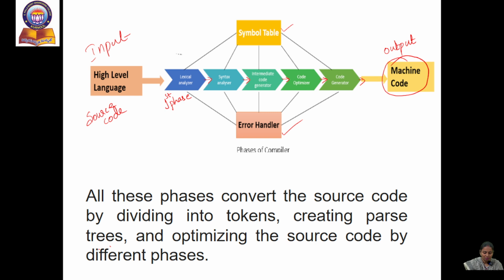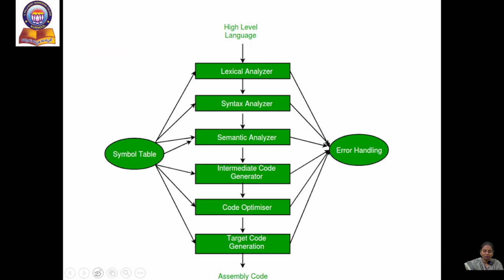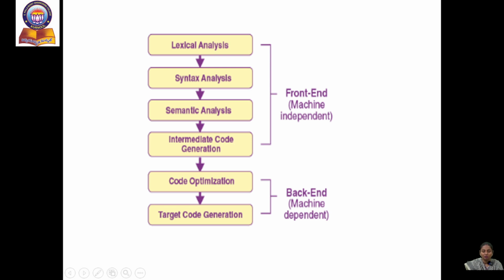So let's start with the discussion in detail about each and every phase of the compiler. Here we can divide these 6 phases into the front end and the back end, dependent or independent of the machine. You can look at the first 4 phases: lexical analyzer, syntax analysis, semantic analysis, and intermediate code generation.